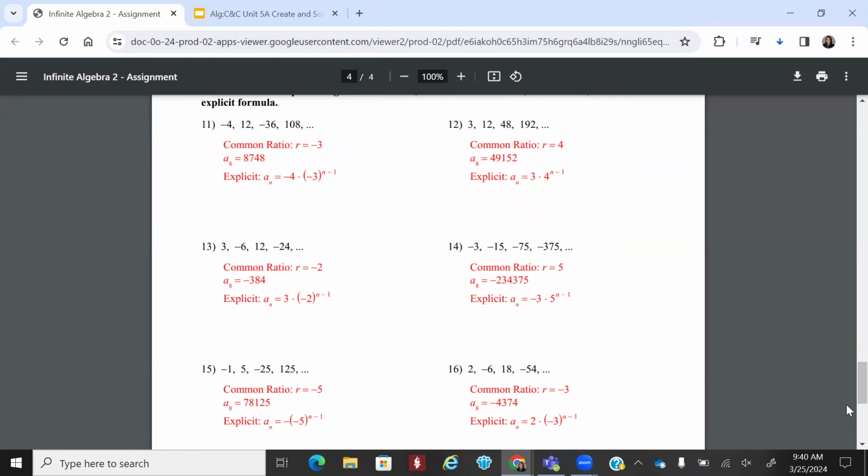Okay. This unit, we're not going to deal a whole lot with arithmetic. We're going to be really focusing on geometric just because it's related to exponential functions. But it is a thing you'll see pop up.